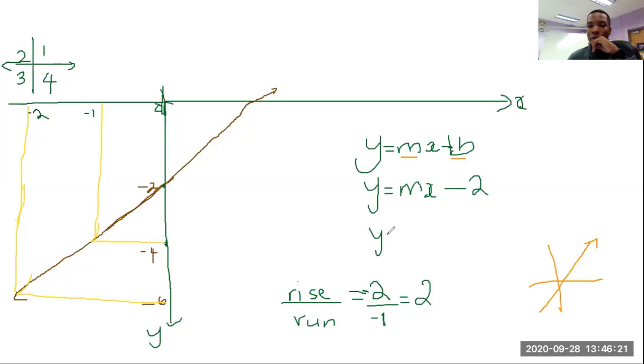So my equation is y equals 2x minus 2. All right. And this is kind of how we go in and solve and find b and find what m is. And it just takes time and practice.